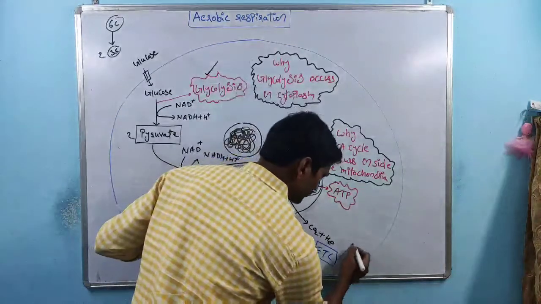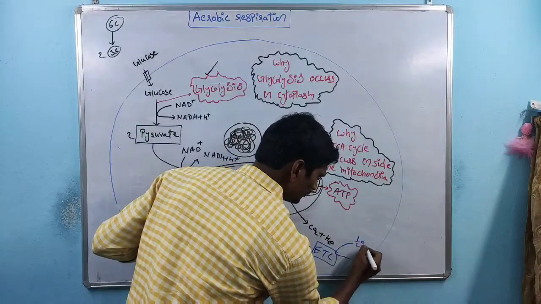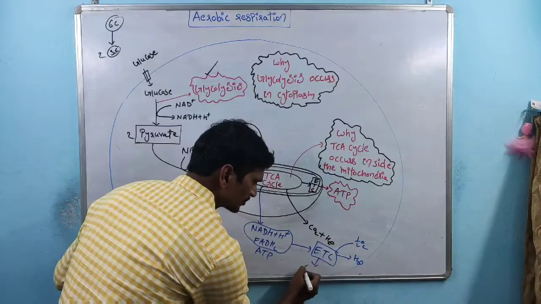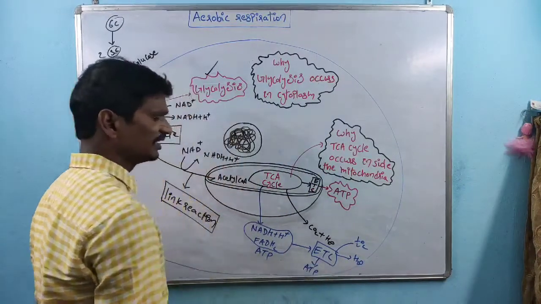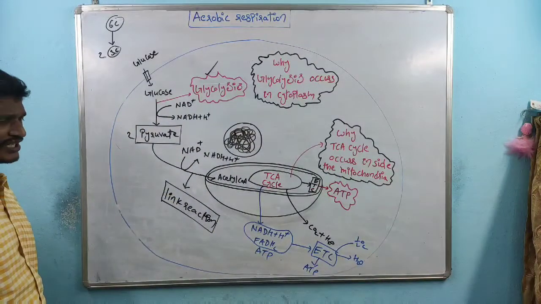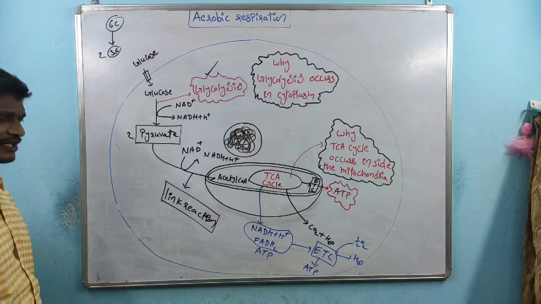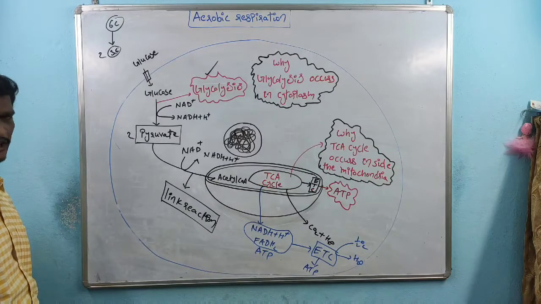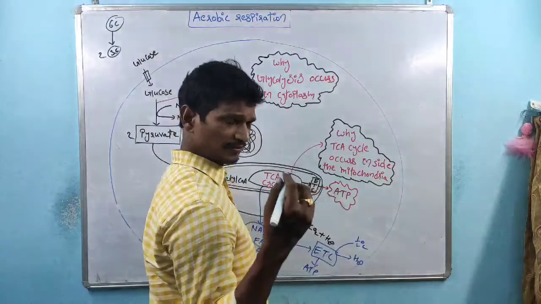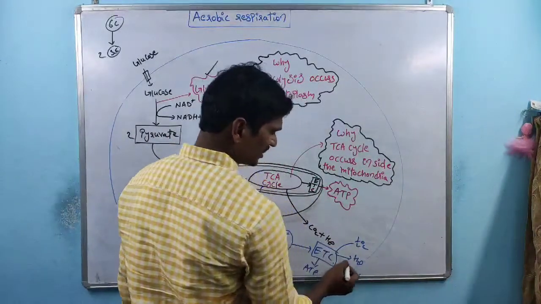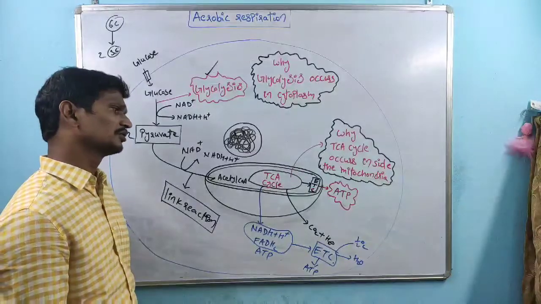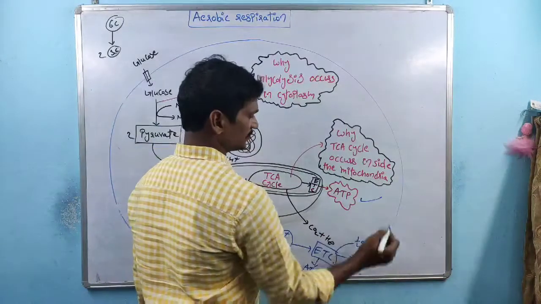So the electron transport chain, in the presence of oxygen, produces water. Finally it produces ATP. So what I am telling here is that the TCA cycle produces energy compounds which interact with the electron transport chain and finally produce ATP. The oxygen we breathe is exactly what is utilized by the electron transport chain. So the electron transport chain produces ATP.